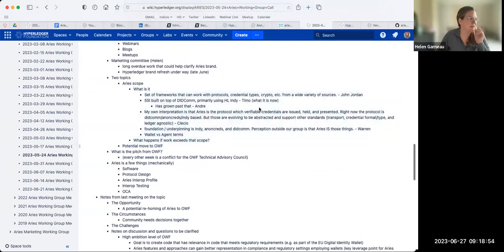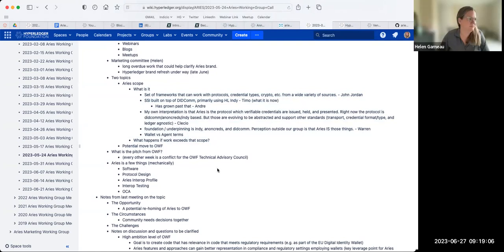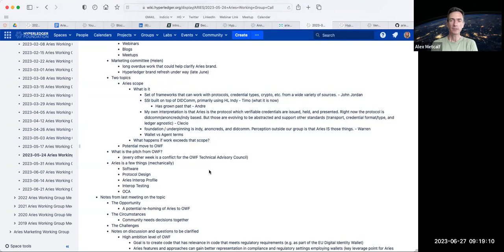A framework? Framework, yeah. Another person, it's SSI. One person says it's a protocol. Another person says it's a foundation for Indy, AnonCreds and Bitcoin. One person says it's a wallet. So there's even that. And that's all fine. It can be all those things.